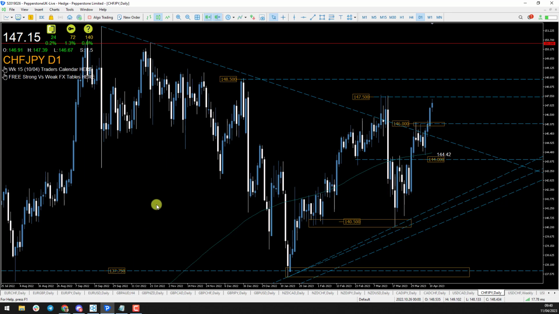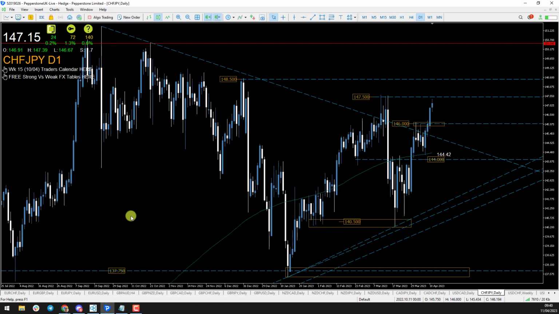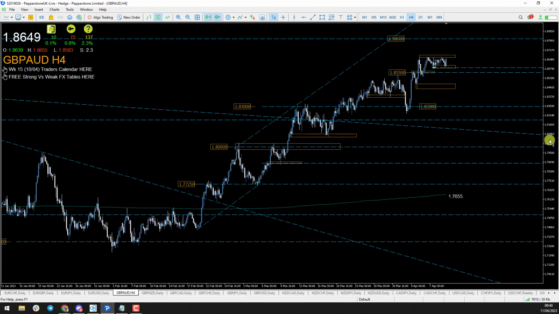Now the other chart that I wanted to take a look at was the pound Aussie chart, because the day traders table suggests that the pound is the third strongest currency and Aussie the third weakest, and pound is topping our trend traders table. So pound strength is quite evident in the market at the moment, and we've been talking about getting long on pound Aussie for some time, especially when it came back down into the 1.83 handle, which unfortunately I missed that move myself. But price since then has come back up into the 1.8550 highs. It broke through it and retested it on the other side.